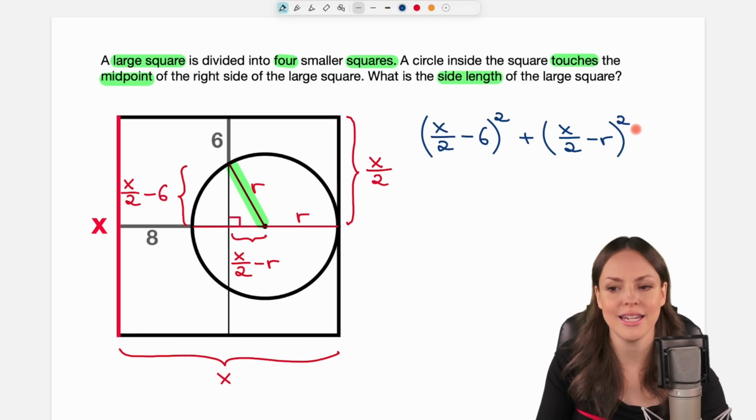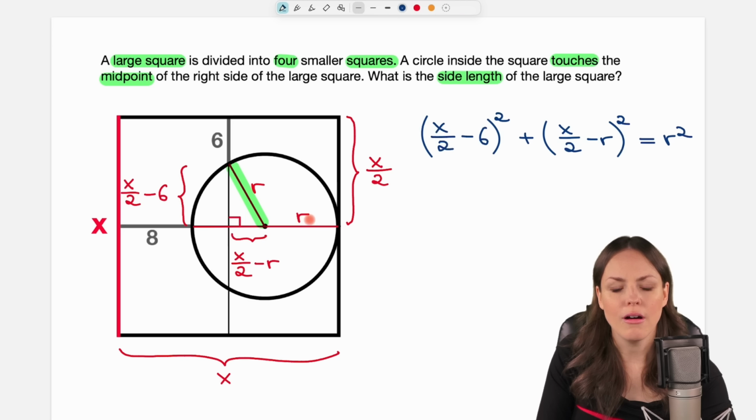So now we have one equation. The problem just is that we have r and x as unknowns in here. So it would be great if we could find a second equation with r and x so that we could solve this system of equations then.